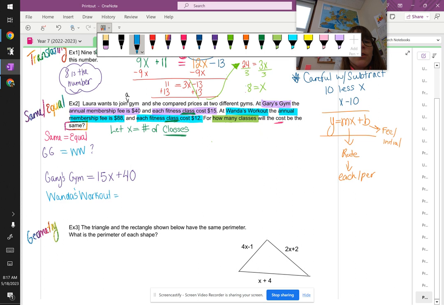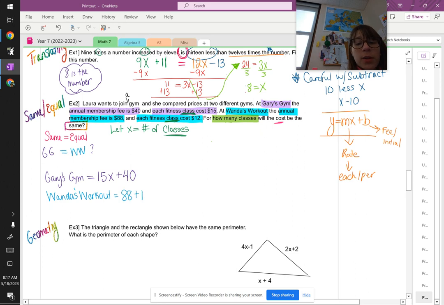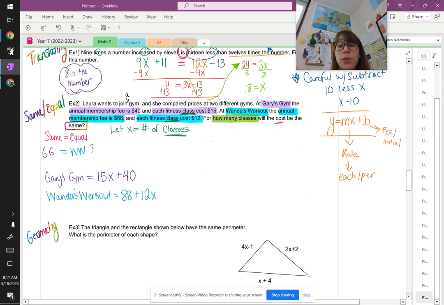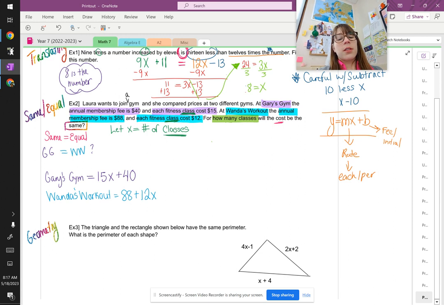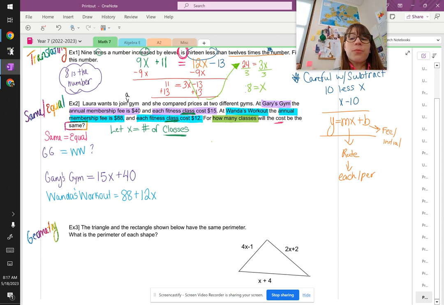Okay, anywho, so then looking at Wanda's, the annual membership fee is $88 and each fitness class costs 12x. Is it okay if I do the 88 plus 12x instead of putting the 12x first? Yes, it is. Because again, there's a property you can do with addition that allows you to change the order. CO, change order, commutative property.